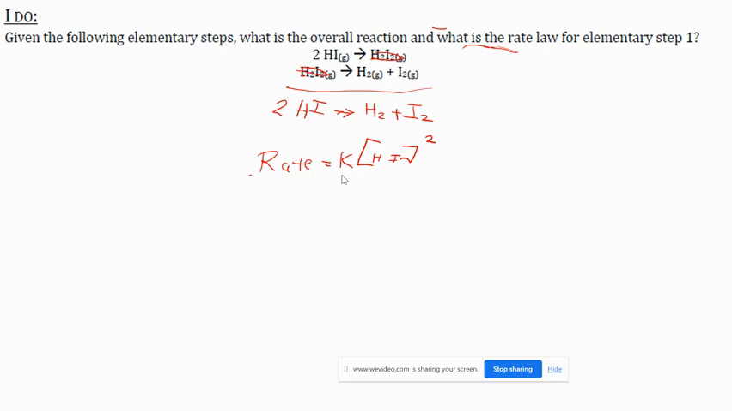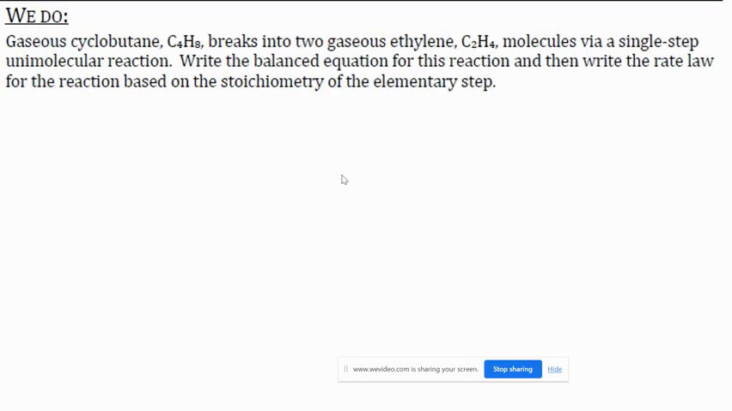Good. All right. So we've got cyclobutane here, C4H8. It is going to decay into 2 C2H2 molecules. Write a balanced equation for the reaction. Then write the rate law based on the stoichiometry of that elementary step.